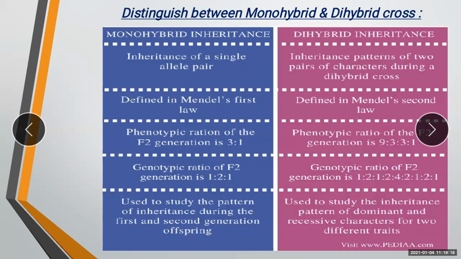Then monohybrid cross is used to study the pattern of inheritance during the first and second generation. And here it is used to study the inheritance pattern of dominant and recessive characters for two different traits. Right? So you can write the distinction in simple language also on your own. The 4 points are expected for 2 marks.